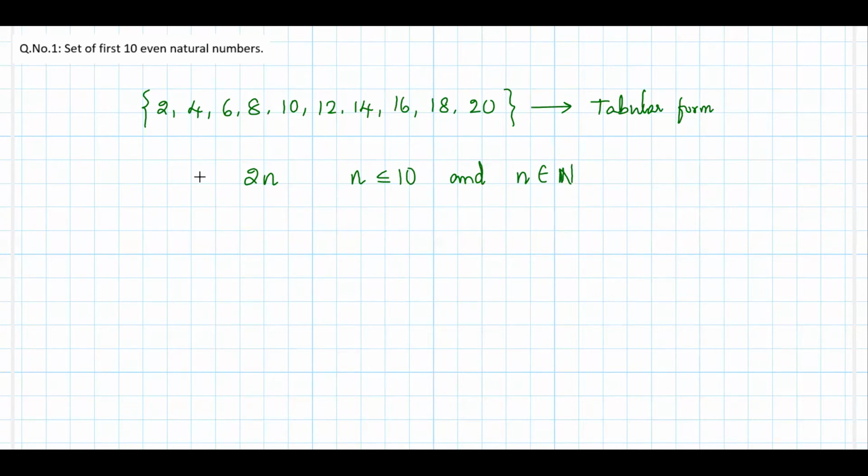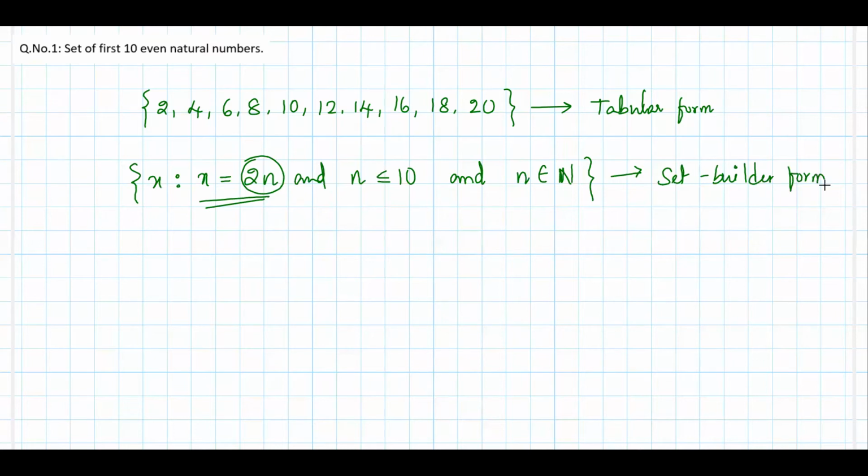Agree? So here the expression is x is equal to 2n, and n is less than or equal to 10, and n will be from natural numbers, right? So x is taking all the 2n values, and now we have to display the values of x. That's it. So x such that x is equal to 2n and n less than or equal to 10 and n belongs to natural numbers. That's it. This is the set builder form. Clear?